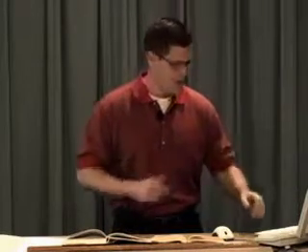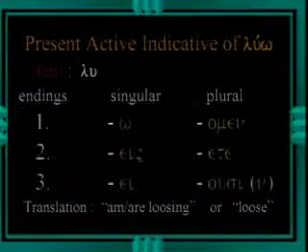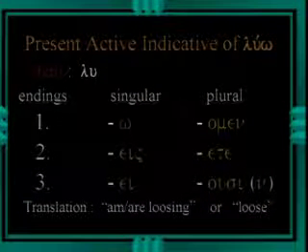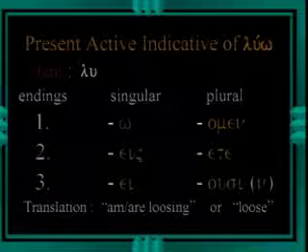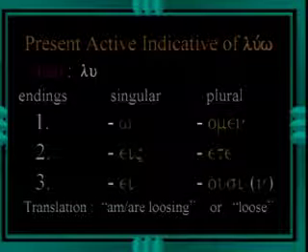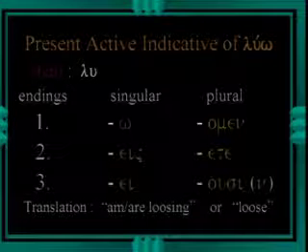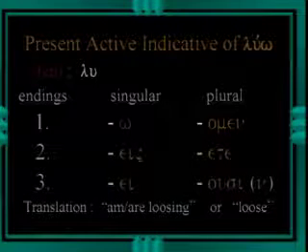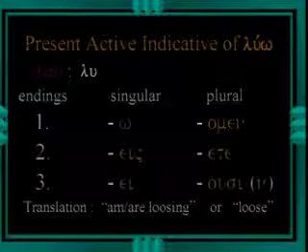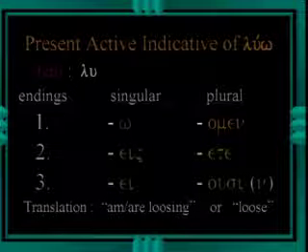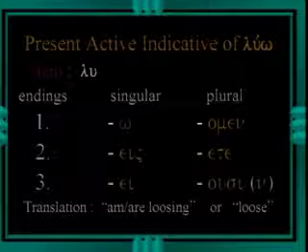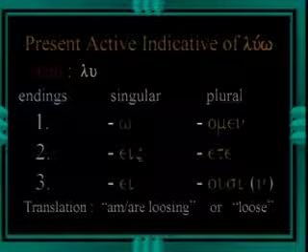All right. Now, translation once again, since you're in the present active indicative, it's present, so your aspect's going to be progressive. It's active, so your subject is going to be doing the action. It's indicative, and so there is a time element involved. I, you, he, she, or it, we, y'all, or they are loosing. Okay? That gets at that full picture of what an author is trying to describe by using the present active indicative form.